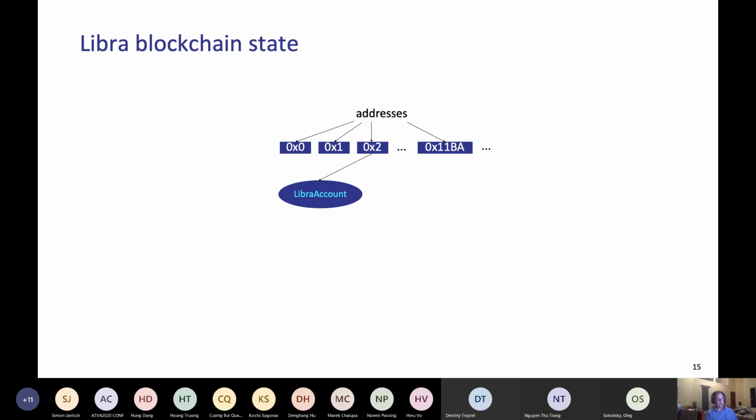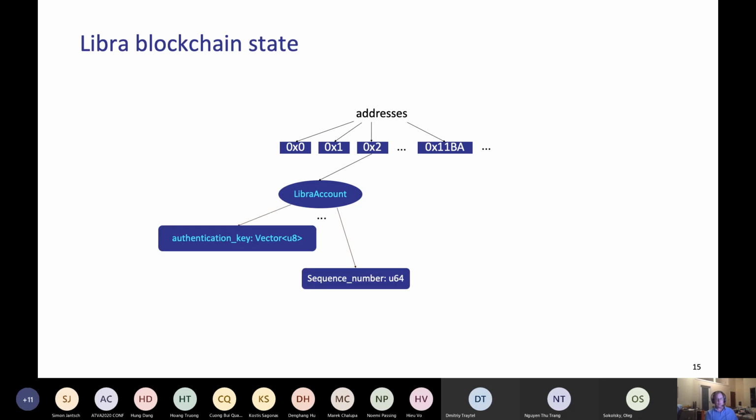So, for example, in our blockchain, an address can have something called a Libra account, which is a record, and it has several fields. Two of those fields are an authentication key, which is basically just a vector of bytes, and a sequence number, which is a 64-bit number. There are other fields as well that I'm not showing. So in this case, the Libra account is associated with address number 2.